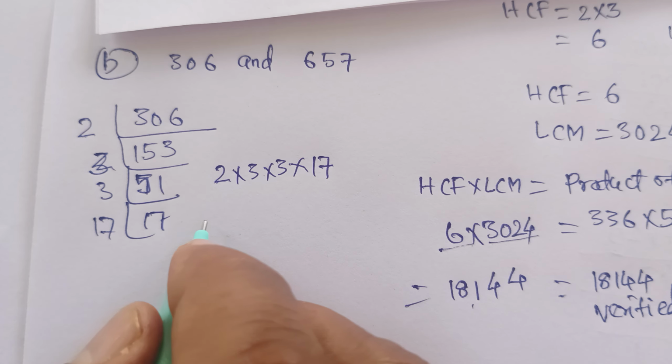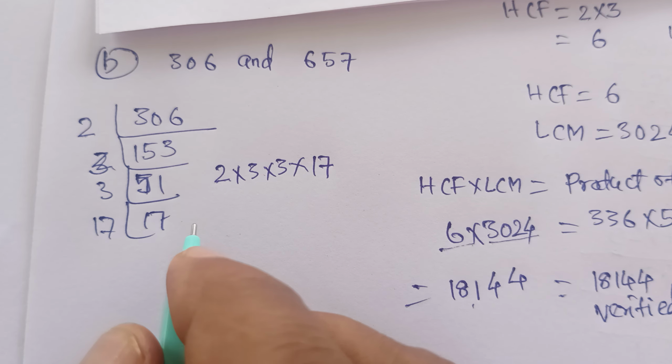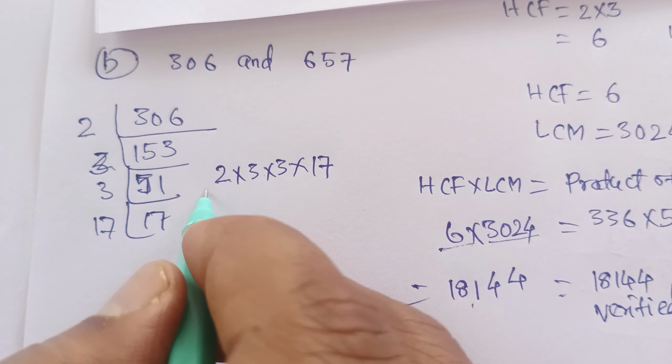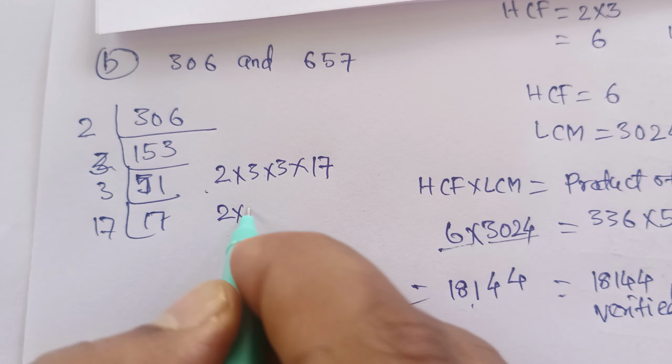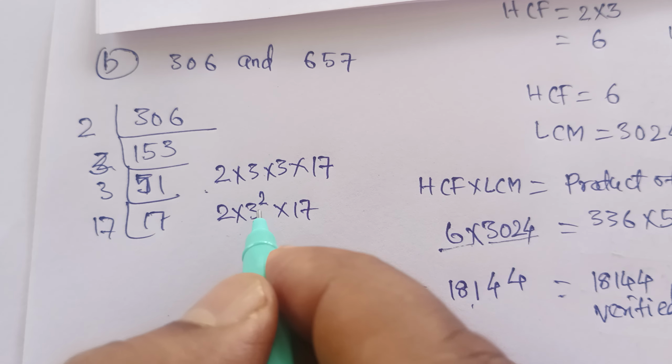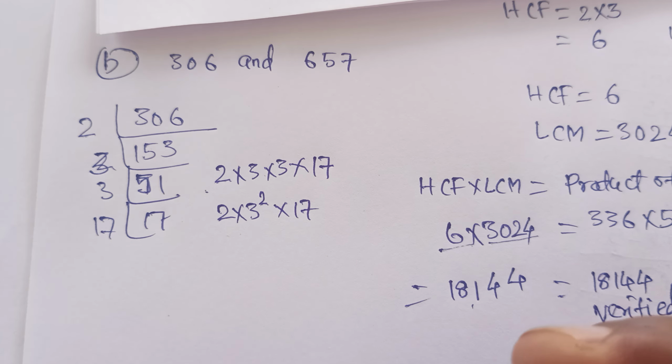What will you get here? If you multiply all this, you will get 306. So you can write 2 into 3 square into 17. I am writing the power 2 for the LCM purpose.